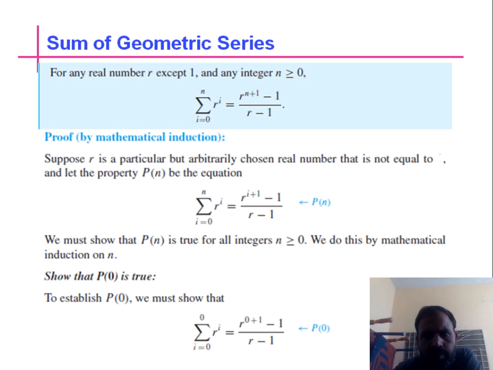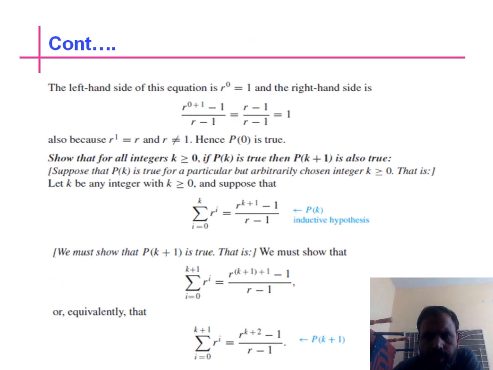To establish p of 0, we must show that the summation of r^i, i varies from 0 to 0, equals (r^(0+1) minus 1) over (r minus 1). So this is p of 0. The left hand side of this equation is r^0, which is equal to 1, and the right hand side also becomes 1. Hence, because r is not equal to 1, p of 0 is true.